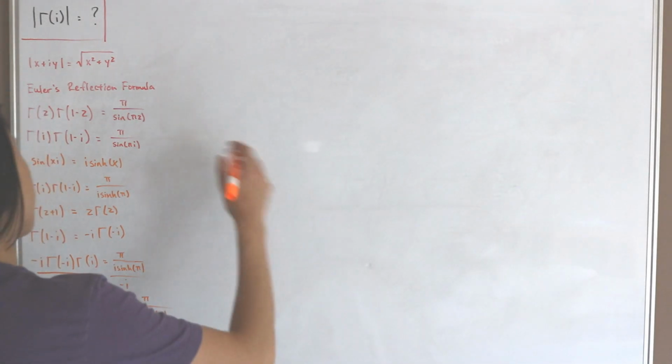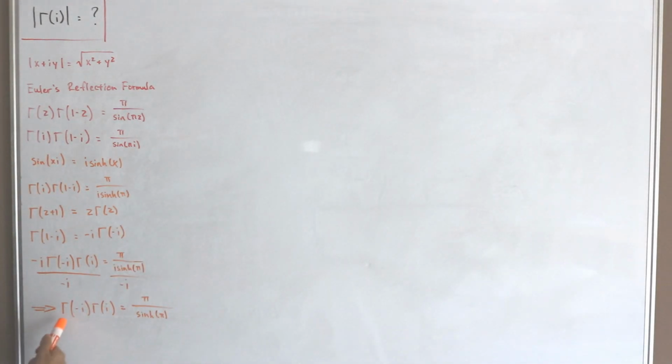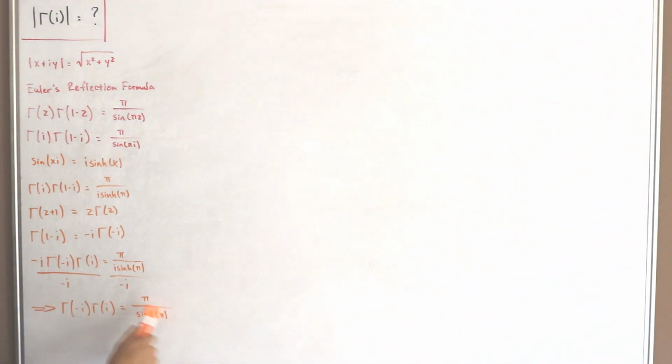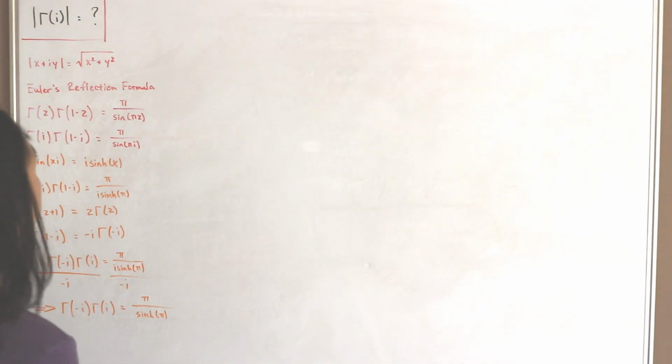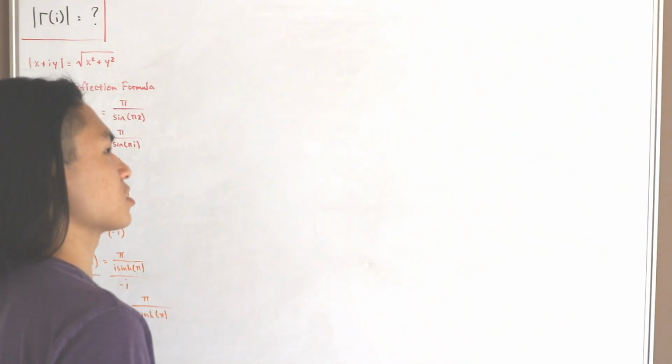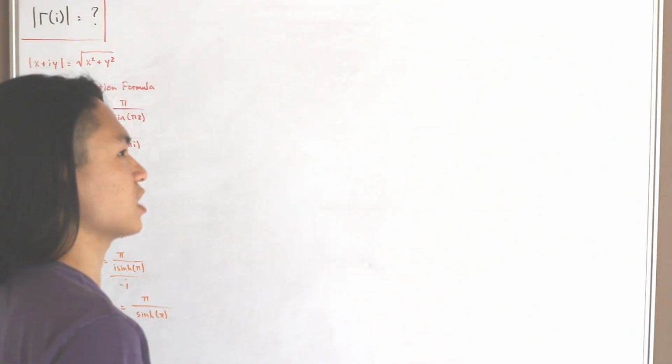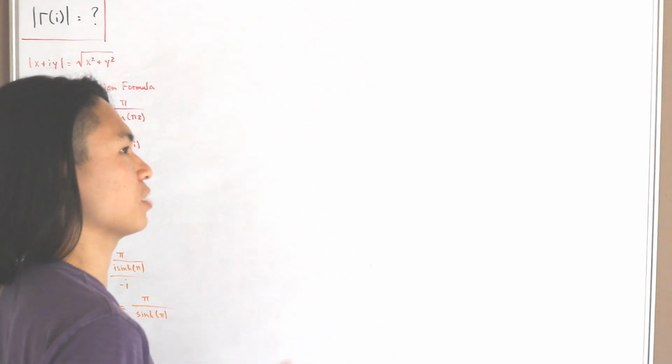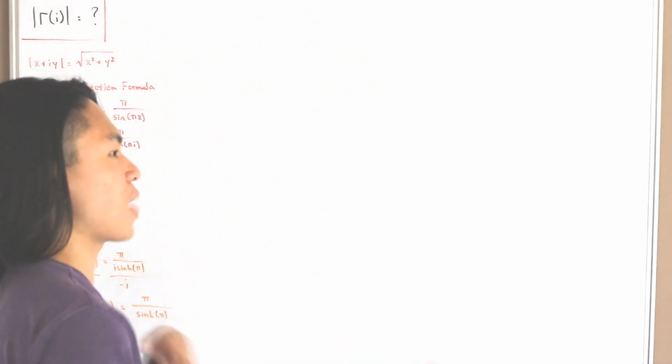Okay, so now the next step is that so far we showed that gamma of negative i times gamma of i is equal to pi divided by hyperbolic sine of pi. Notice that negative i in this input is actually the same thing as the conjugate of i. Since we know that the conjugate of a complex number, for example x plus i times y, is just replacing the sign of the imaginary unit.